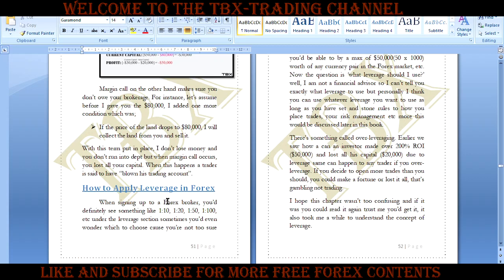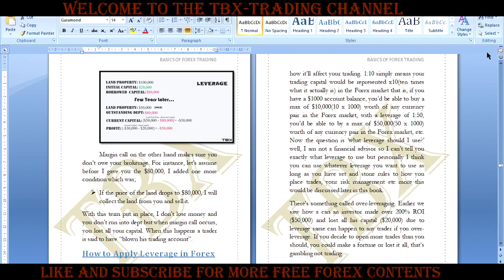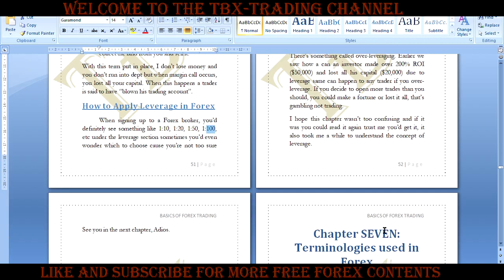So when you use reasonable leverages like 1:10, 1:20, 1:50, 1:100, it means that you'll be able to buy more than 10 times your capital size with 1:10. 1:20 means you'll be able to buy 20 times your capital size. 1:50, 50 times. 1:100, 100 times. But you still have to use this wisely. So if you read all this, you're going to perfectly understand it.